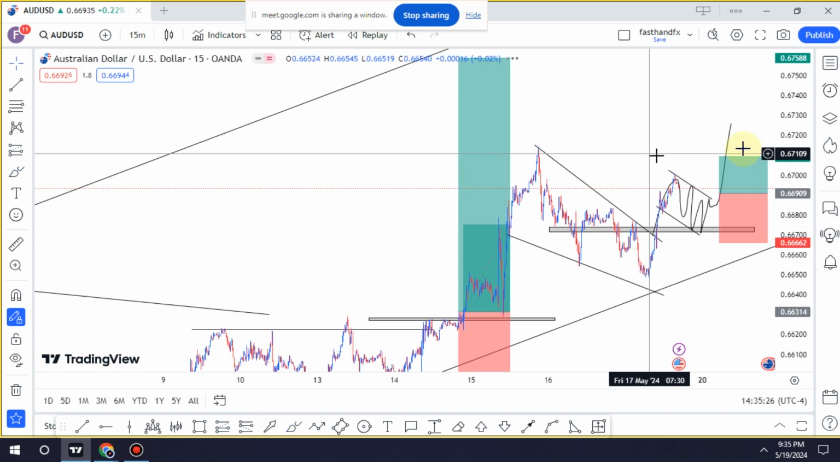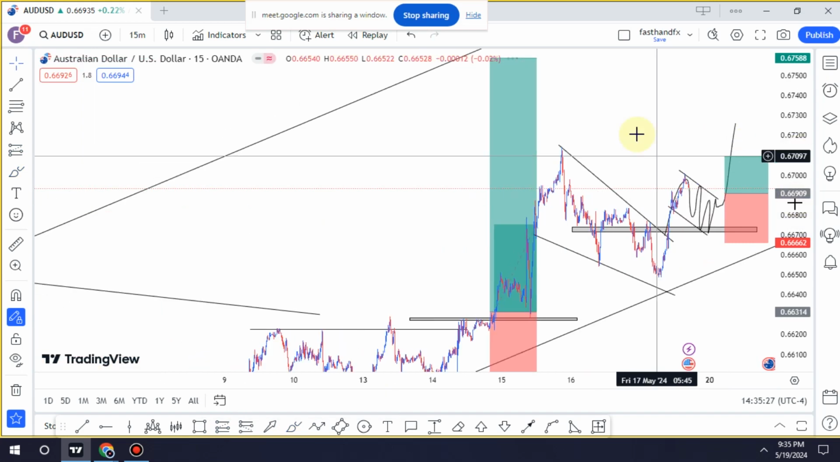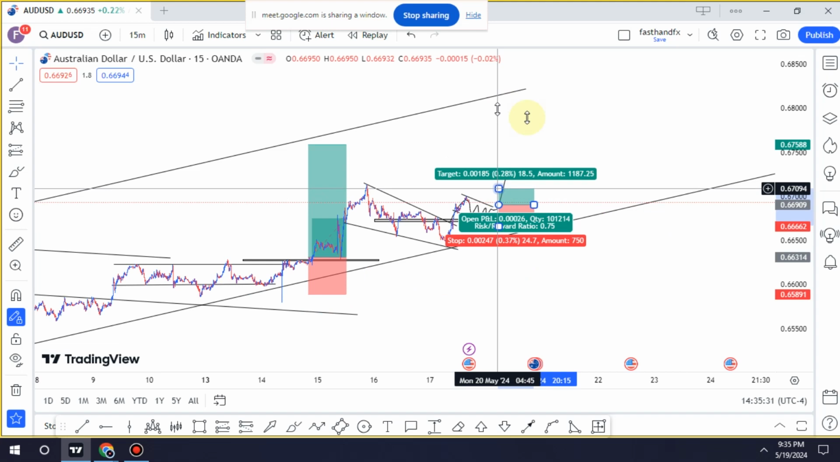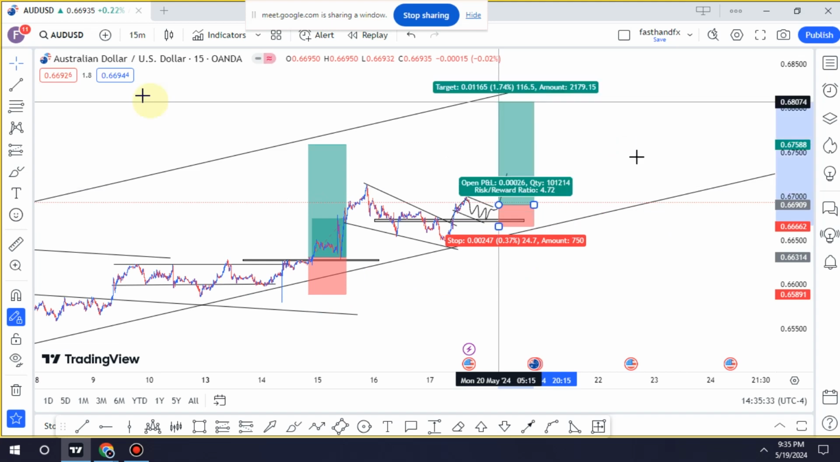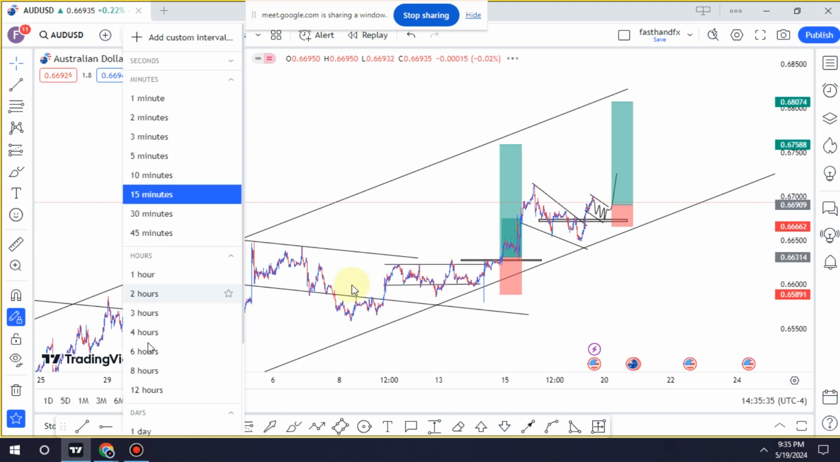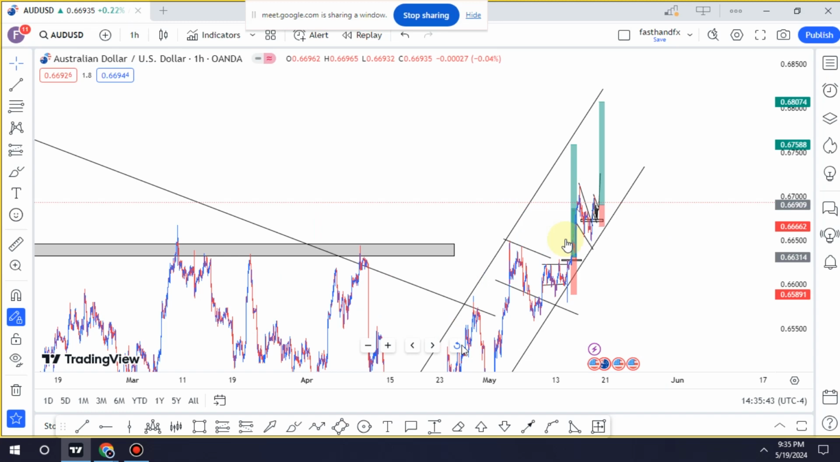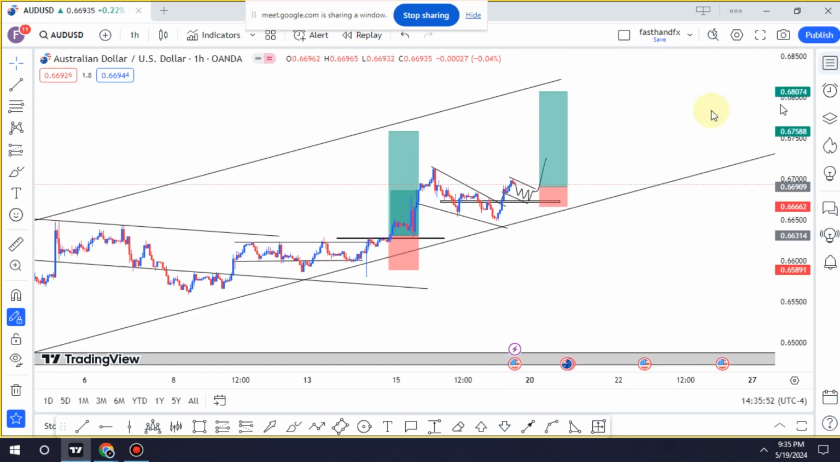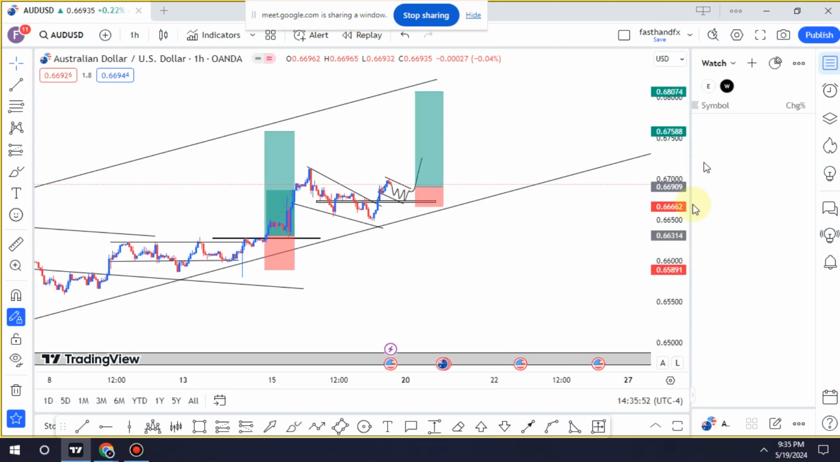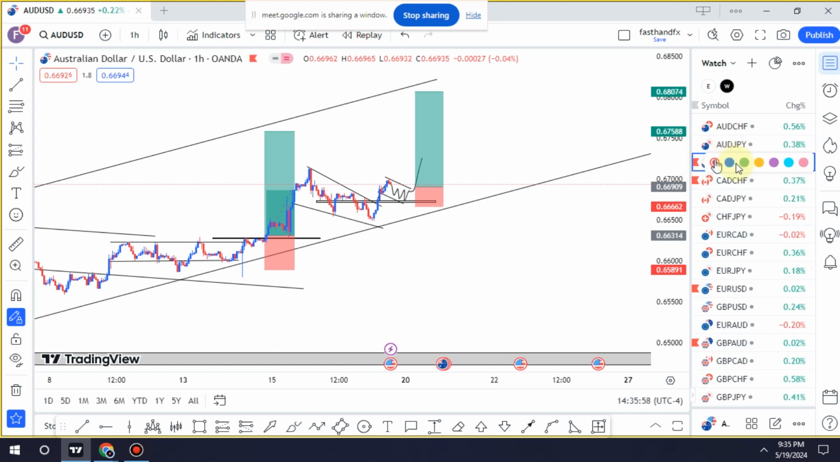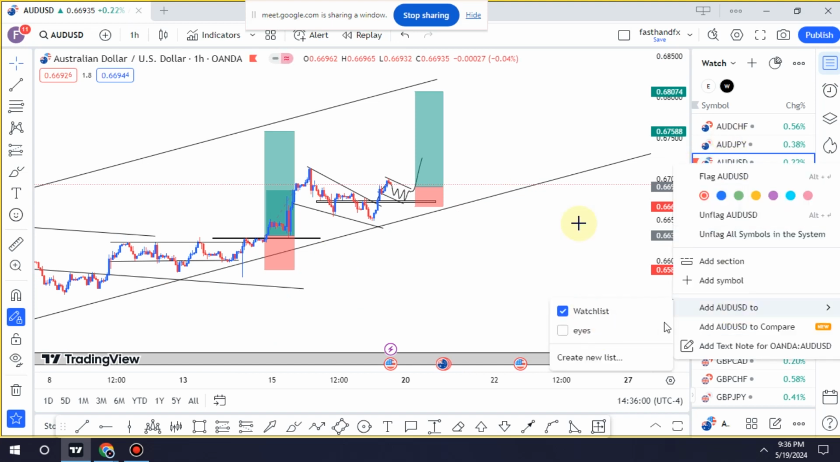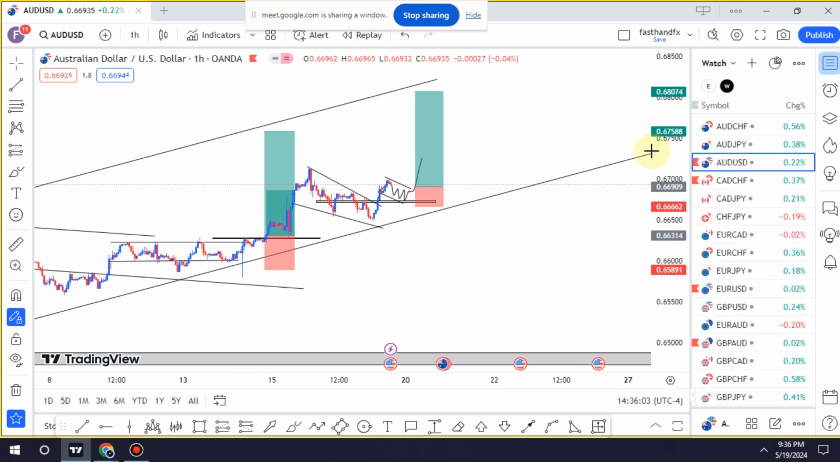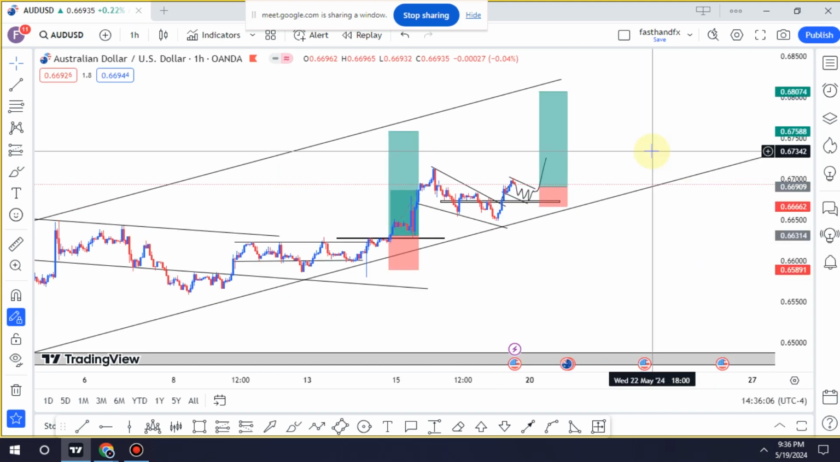So Aussie USD, I think I'm going to have this on my watch list, then of course target this one. It's looking good, so we just have a signal actually, next week's trades. Makes sense. So let me add this to my watch list. Now this is just based on the bullish market, so I want to look out for bearish market.